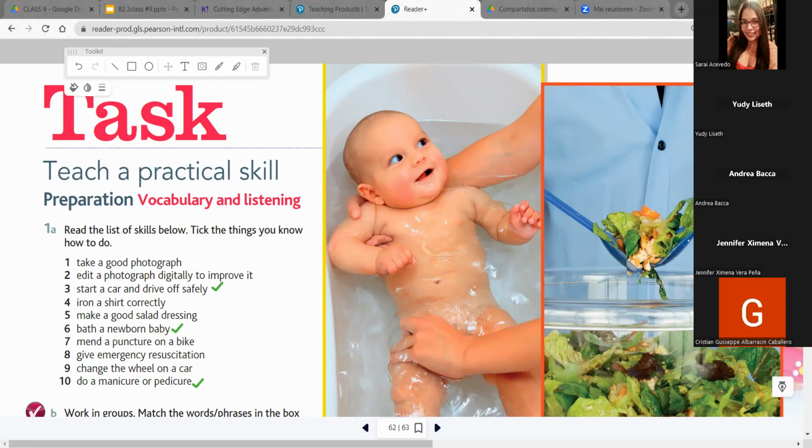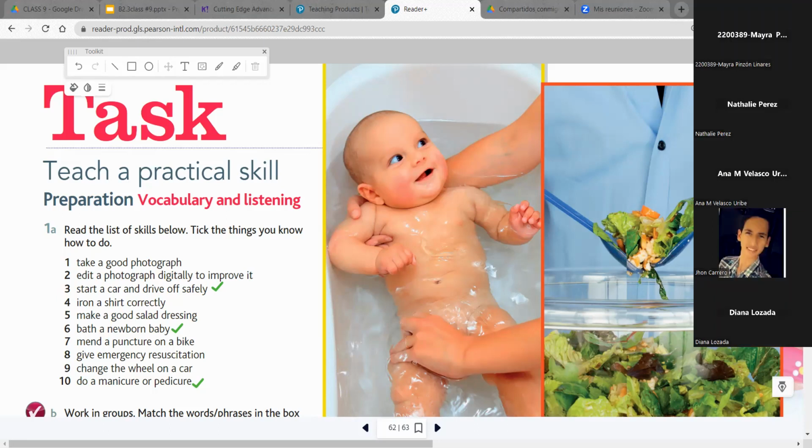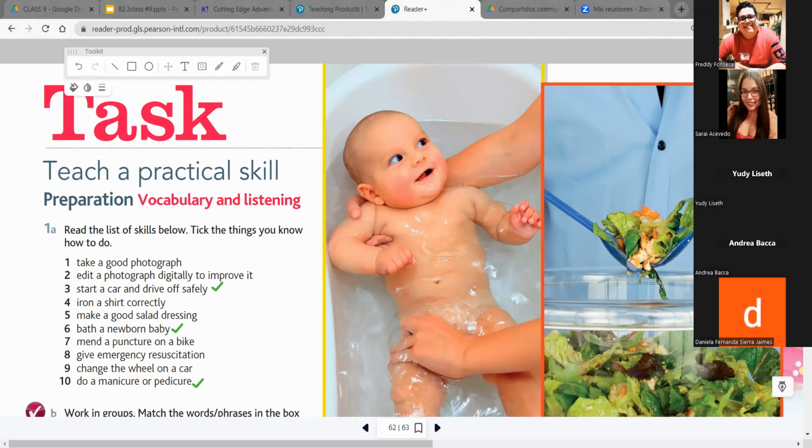What about you, Christian? What is something that you can do from this? What is a practical skill from these lists that you know how to do? Yes, from this list. I think anything. And I don't know what it means to iron a shirt correctly. You don't know how to iron, or you know? No, I don't know the meaning of iron a shirt correctly. Oh, iron. Iron is with an iron. So it's like planchar. Yes, iron a shirt correctly.